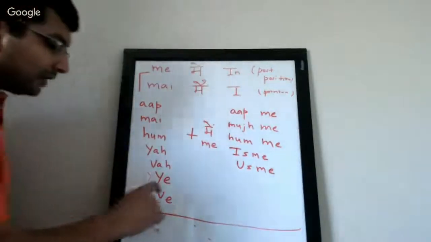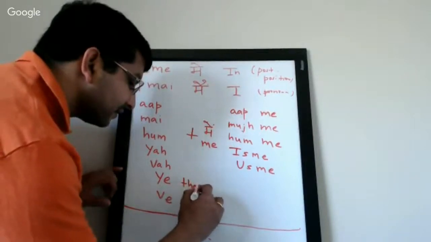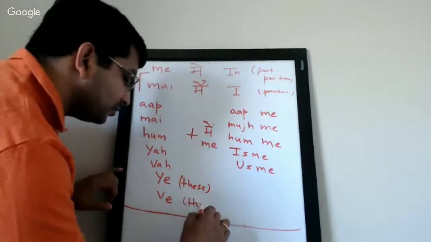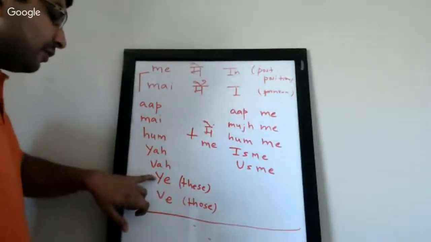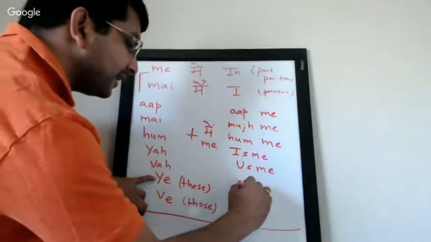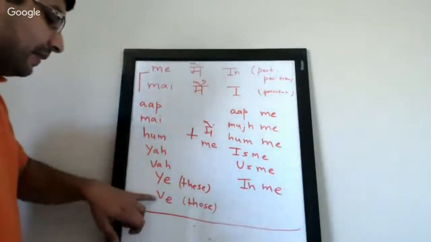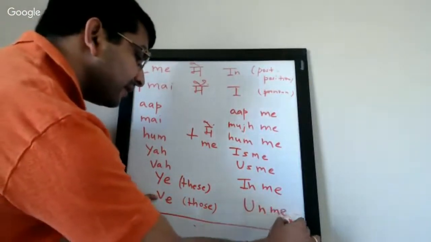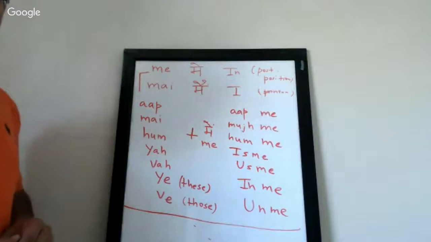Okay. Now let's look at ye, which is these, and vo, which is those, right? Similarly, in these games, if you want to use a postposition, in these games, in me, and then this will be unme. Okay. I'll write down all of them in Devanagari in just a minute, so that way you can practice it.